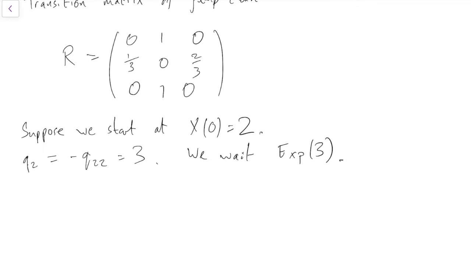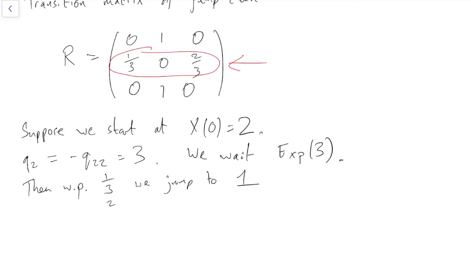Okay, so once we've waited that exponential 3 amount of time, where do we move? Well, that is given to us by the transition matrix of the jump chain. So then with probability 1/3, we jump to state 1. With probability 2/3, we jump to state 3. And remember, we can't jump to ourself because that's not jumping at all. So we wait an exponential 3 amount of time, then we go down 1 with probability 1/3 or up 1 with probability 2/3.